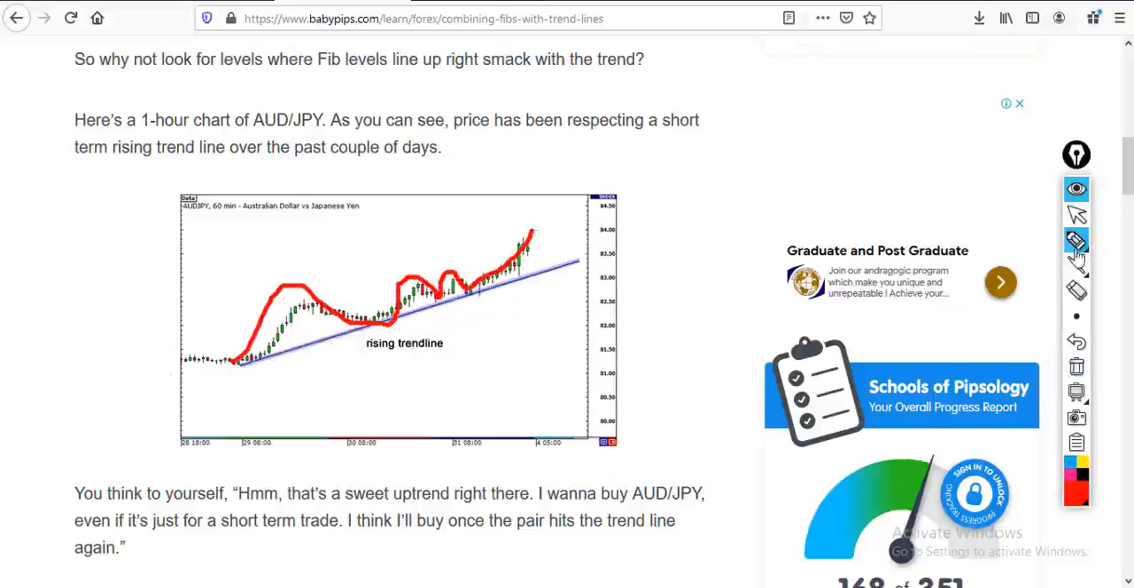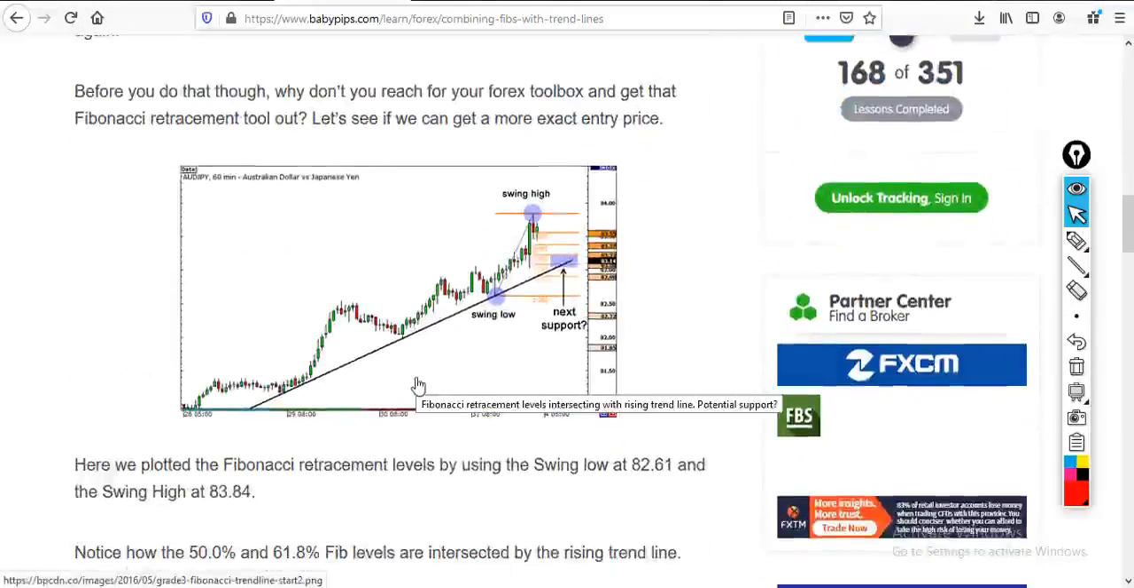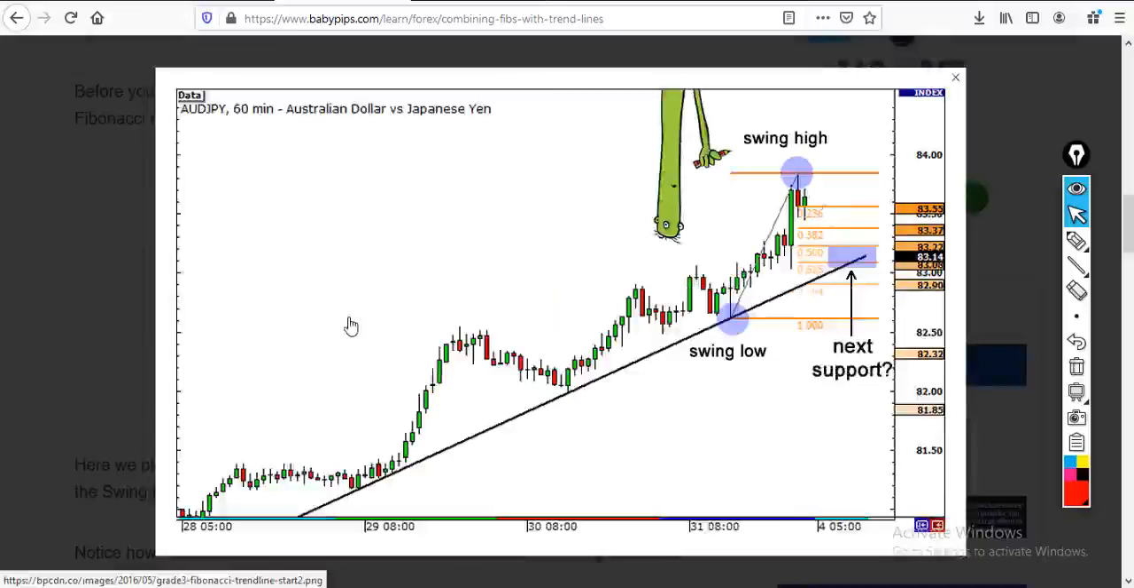Okay, so how do we combine our support and resistance level with Fibonacci, support, resistance level, trend line, and all that? So we have in this scenario the trend line. Look at the example we have here in this chart. See how price has been bouncing off the trend line, creating a new high.